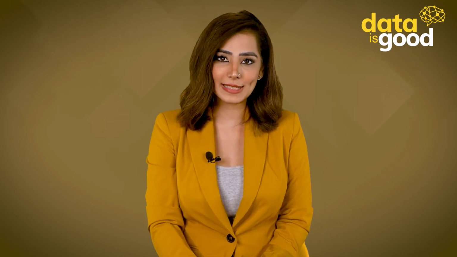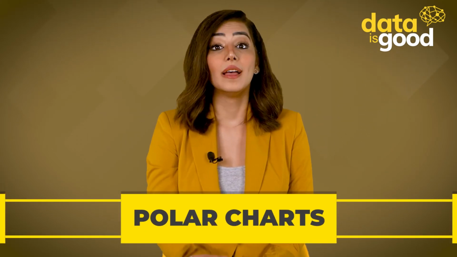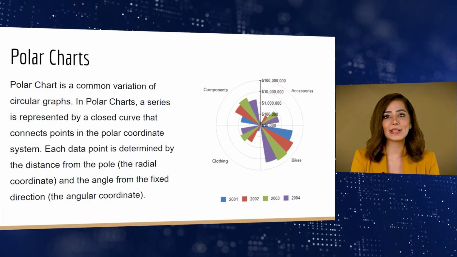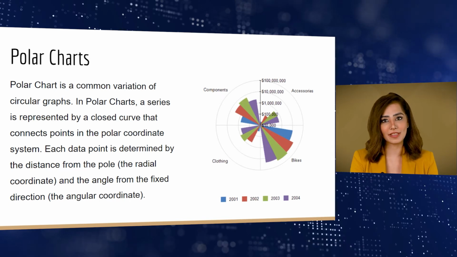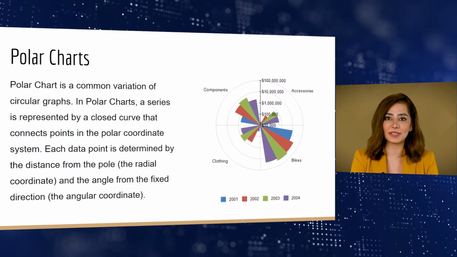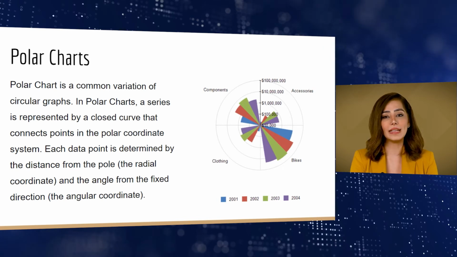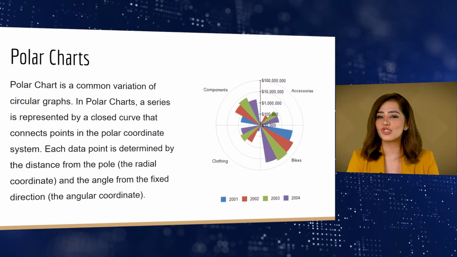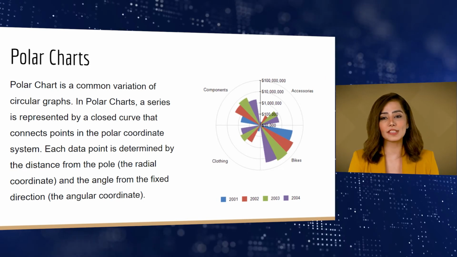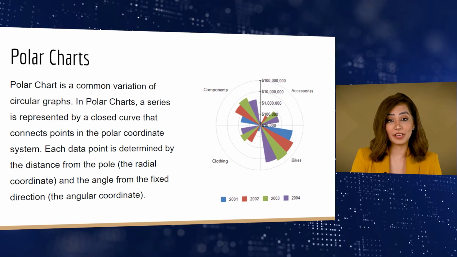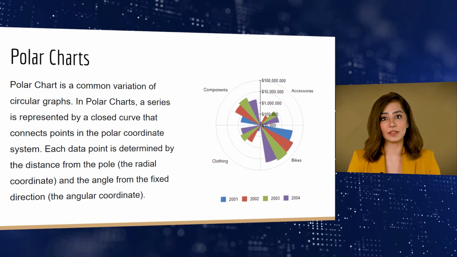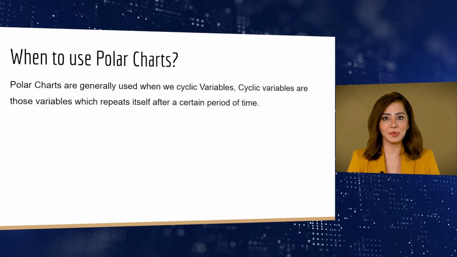Now moving on to our next topic, polar charts. Before that, let us know what polar charts are. A polar chart is a common variation of circular graphs. In polar charts, a series is represented by a closed curve that connects points in the polar coordinate system. Each data point is determined by the distance from the pole, the radial coordinate, and the angle from the fixed direction, the angular coordinate. Polar charts are generally used when we use cyclic variables.